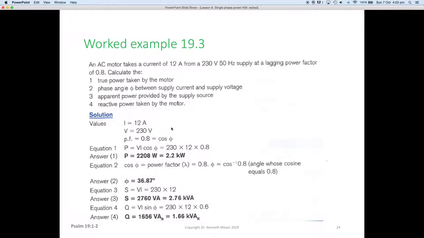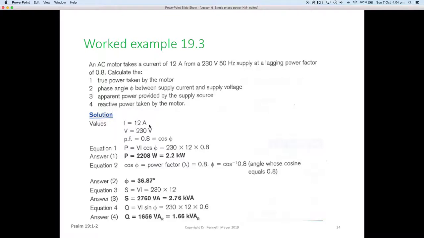For those who love the mathematical solutions, here's a little example. Let's say we had an AC motor that takes a current of 12 amps at 230 volts, 50 hertz, at a supply of a power factor of lagging of 0.8. So it's important to know that there's a lagging power factor and it's 0.8. So we want to know the true power taken by the motor, the phase angle between the motor and the supply current, the apparent power provided by the supply source, and the reactive power.